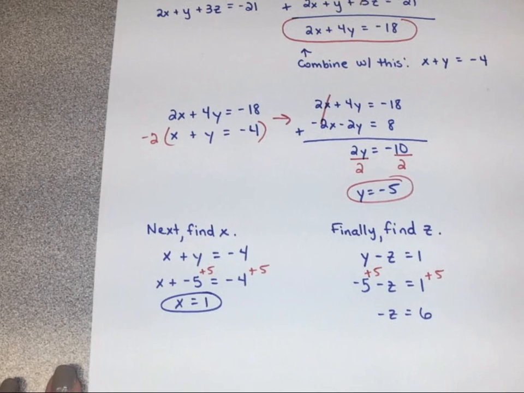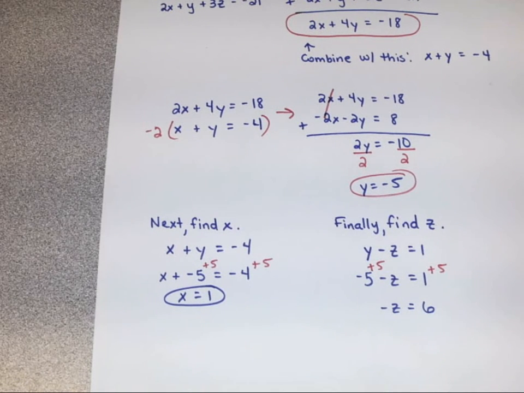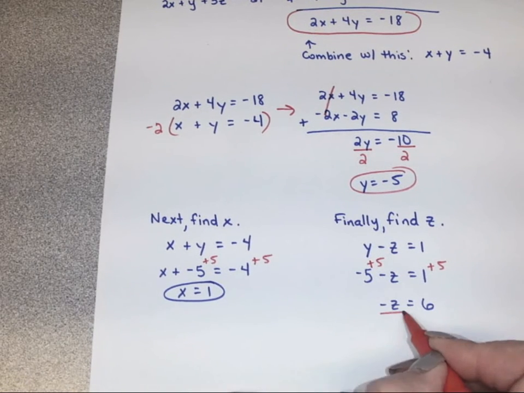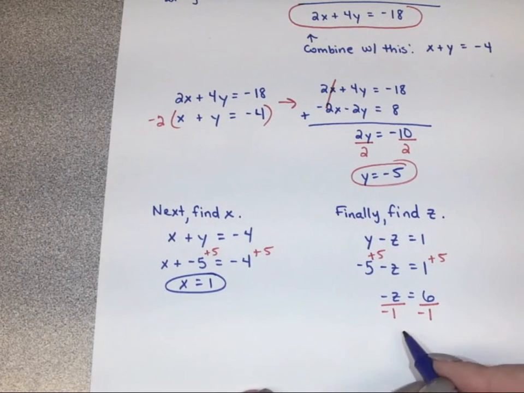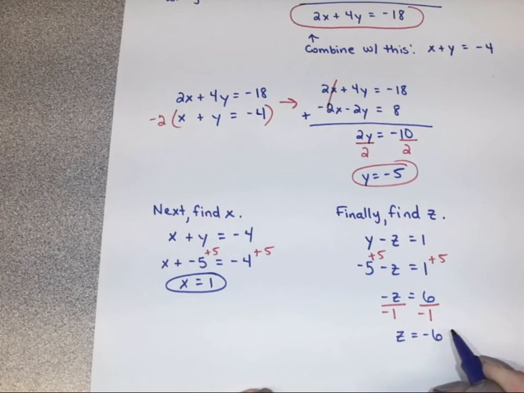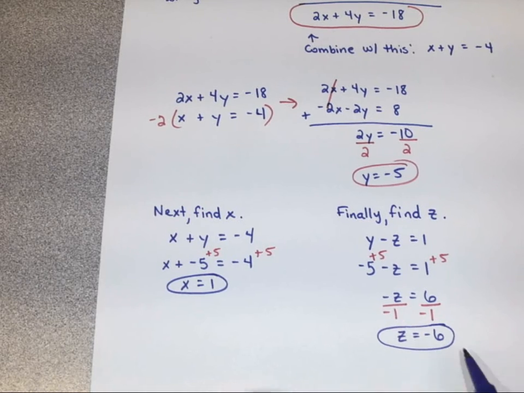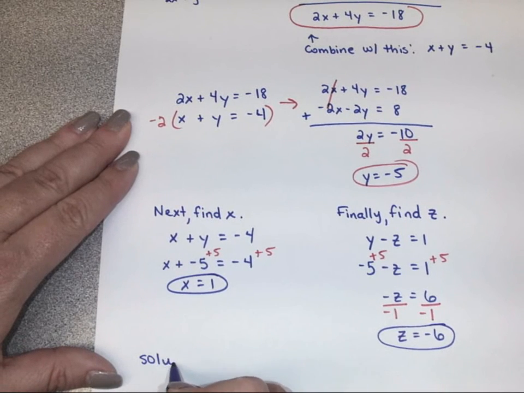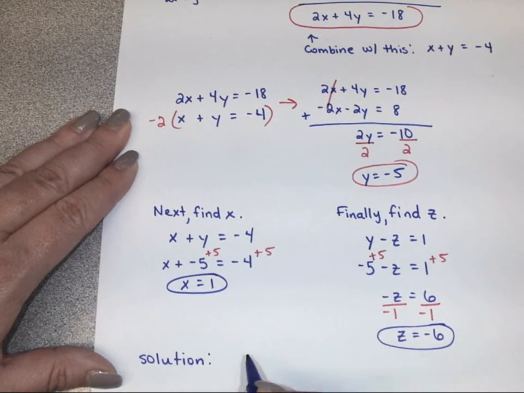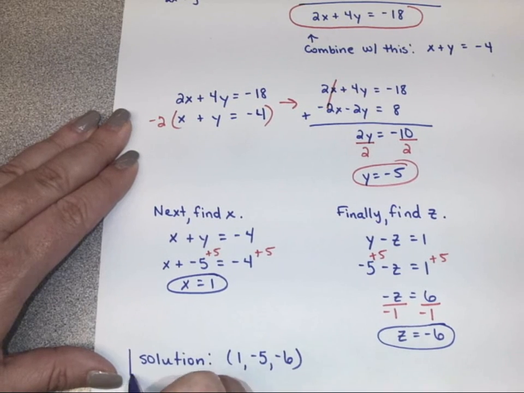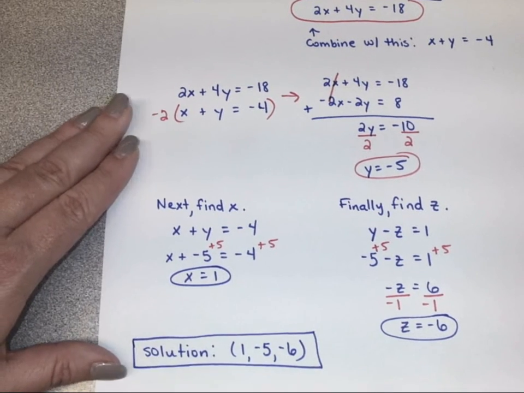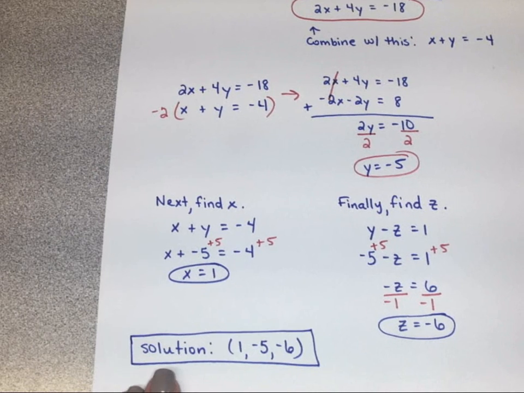But I don't really want -z, right? So what do I have to do to both signs then? Change them, right? I'm essentially just dividing by -1. So z is actually -6. Okay. So in the end, I get my solution, which is 1, -5, -6, and just like the others, I can check this by plugging it back in if I so choose to.